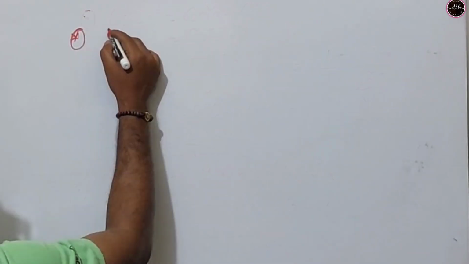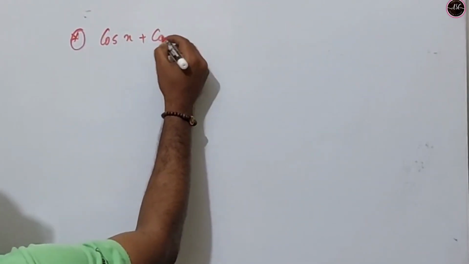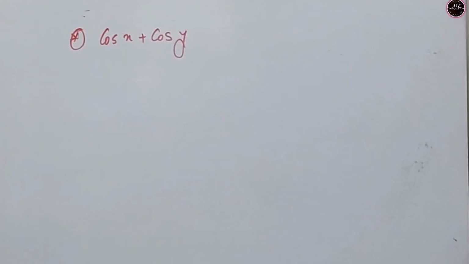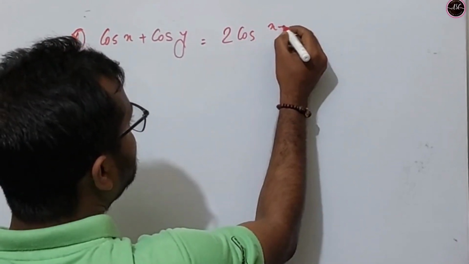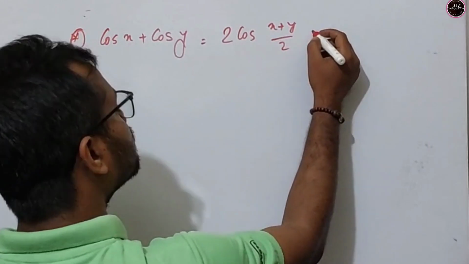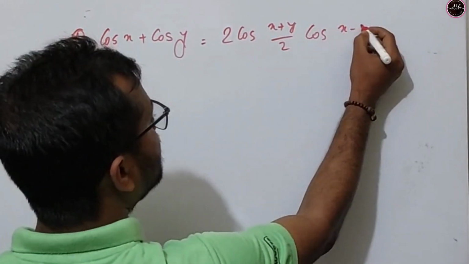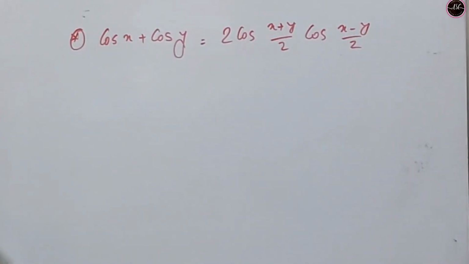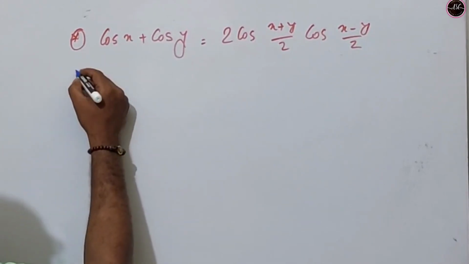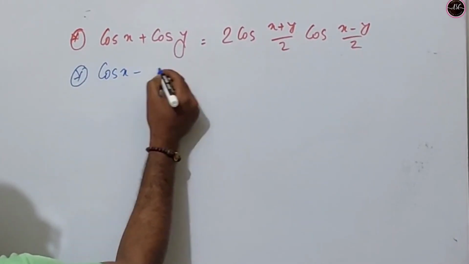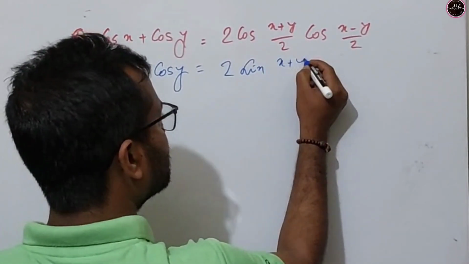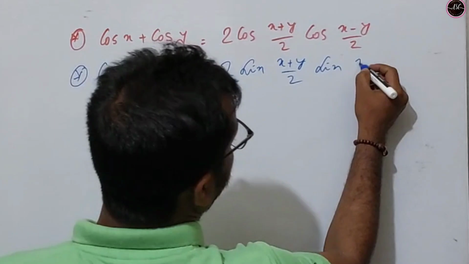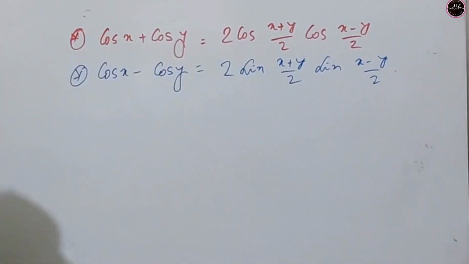There are some more formulas. Cos x plus cos y, what will be the formula? 2 cos of (x plus y) by 2 into cos of (x minus y) by 2. Then cos x minus cos y equals 2 sin of (x plus y) by 2 into sin of (x minus y) by 2.